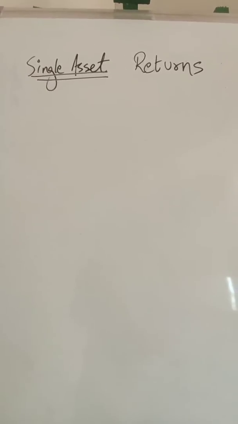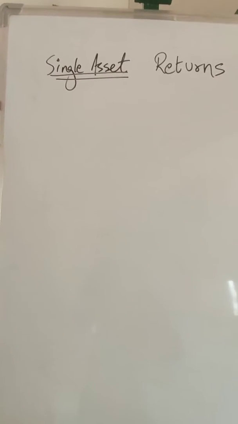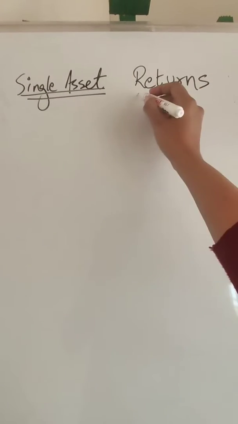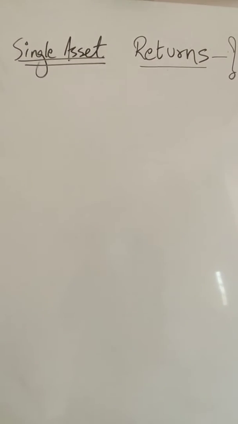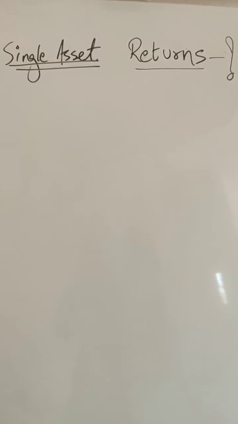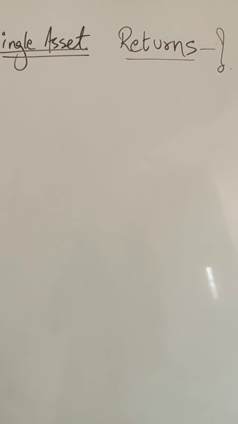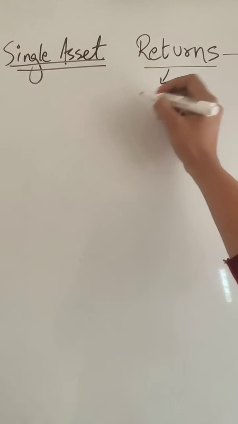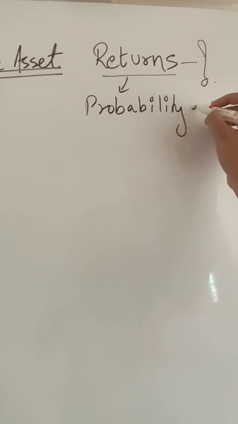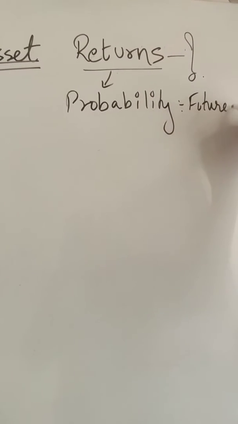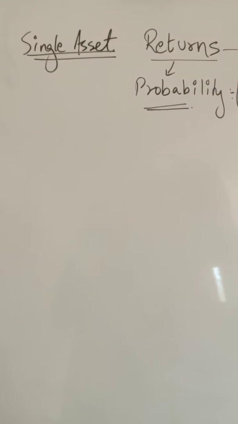So here, for the single asset, we are going to calculate the returns on a single asset. So what do you mean by this? If you want to calculate the return on any asset, how will you know what will be the future return on a particular asset or particular share that you are going to invest in? This is based on the concept of probability, because you are not aware about the future. Future is uncertain, and hence you have to have the concept of probability associated with the returns.